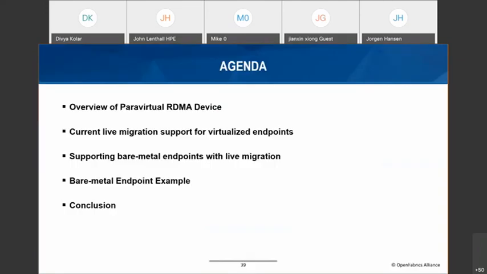Next slide, please. We'll start out with a brief overview of the VMware paravirtual RDMA device, PV RDMA as it's called, and then look at how we currently support live migration for virtualized endpoints, and then move on to looking into the issues and how to support bare metal endpoints communicating with VMs that do live migration. We'll finish off with an example of such a bare metal endpoint and then conclude. Next slide, please.